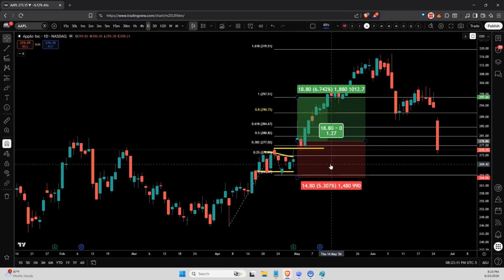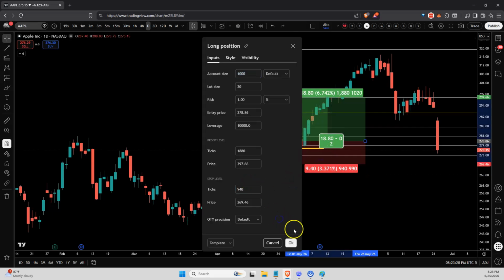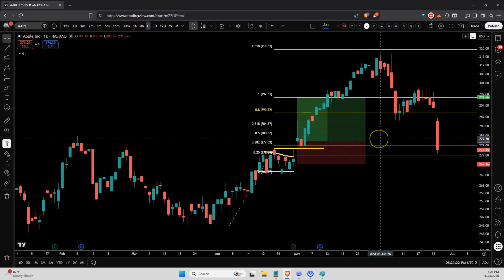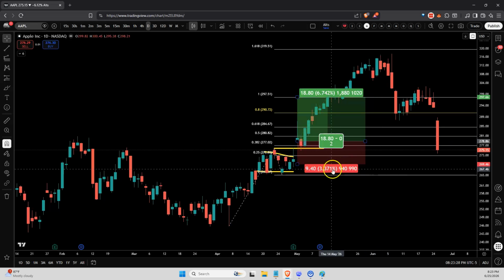If I want a good asymmetric risk, I might go for 2 to 1. So that's going to be 940 ticks. So there's my stop loss. The stop loss is not based on a specific candle structure. It's not based on a specific low. It's not based on any of that, because the reality is it's a myth that some magical candlestick low is going to protect you.